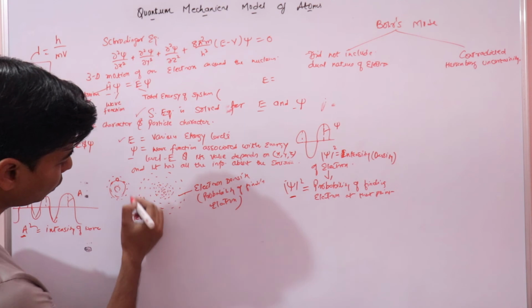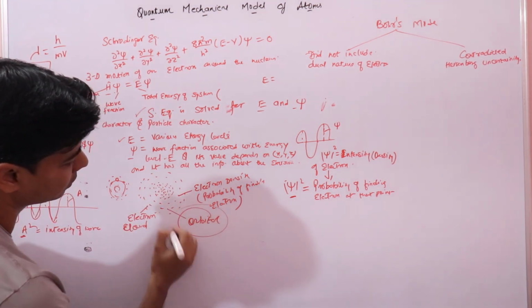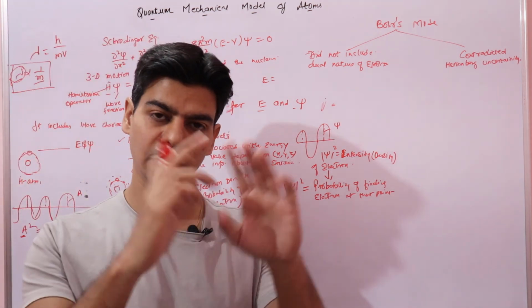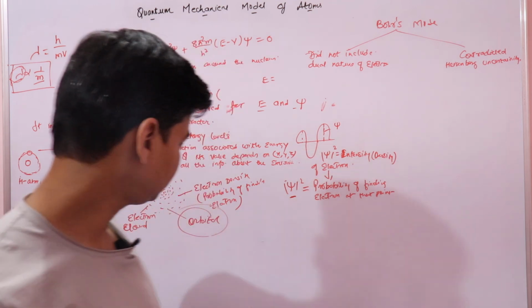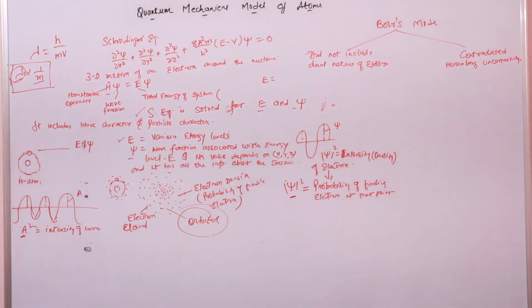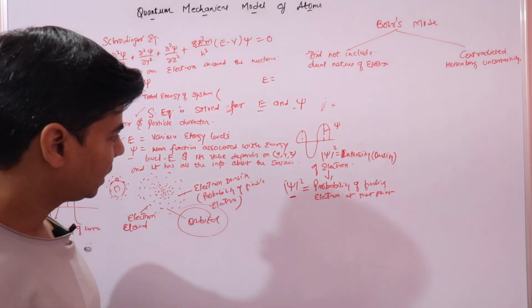So what do you call this electron cloud? This electron cloud is called an orbital, where you have the maximum probability of finding an electron. The electron is found in an orbital. That is why I said initially that psi is nothing but its orbital. So I'll just quickly repeat.